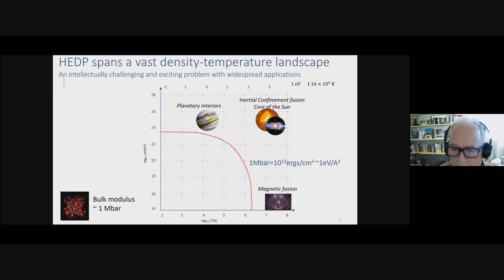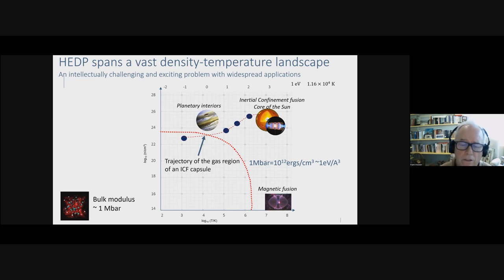So you can think of that pressure, a megabar, as equivalent to an energy density of about an electron volt per cubic angstrom. And an electron volt, just in case you're not used to using those types of terms, is equivalent to about 10,000 degrees Kelvin. So we use electron volts and keV, kilo electron volts, quite frequently. So it spans everything from planetary interiors to inertial confinement fusion, if you think of the recent ignition experiments, and also magnetic fusion.